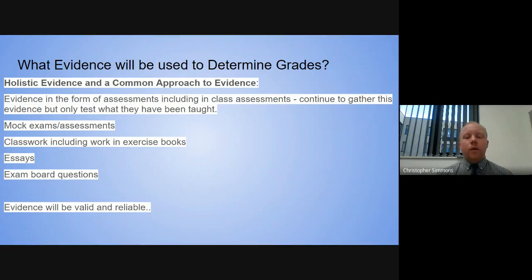Evidence will come in the form of lots of different things, including in-class assessments, mock exams, classwork including work in exercise books, essays, exam board questions, homework, and work completed during lockdown as well. It's vital that that evidence is valid and reliable. We're going through strict QA processes to ensure that this is the case, including the assessments that are being completed at the moment. For example, they're going to be marked in line with exam board standards using mark schemes. There'll be internal and external moderation, and it'll go through various stages of QA, which I'll go through in a little while.